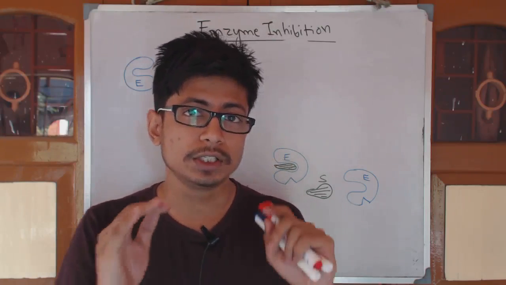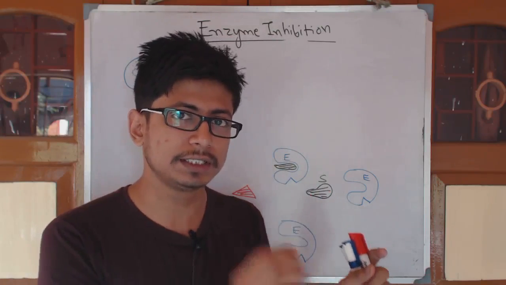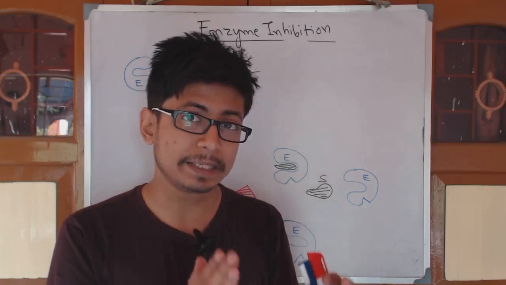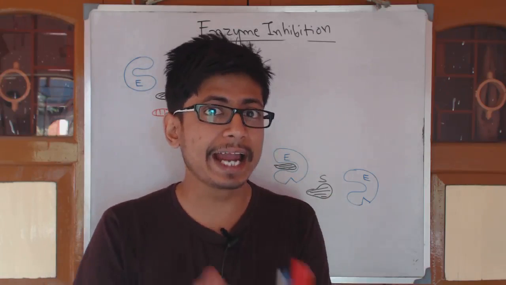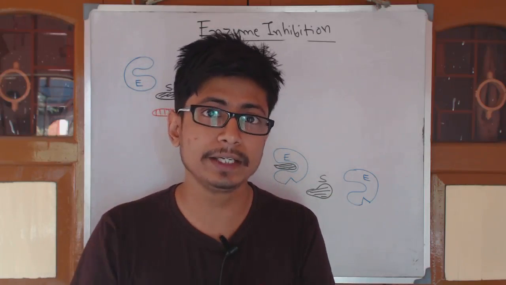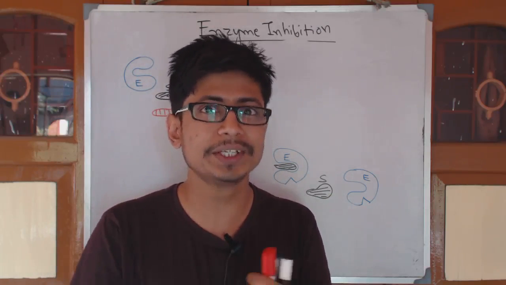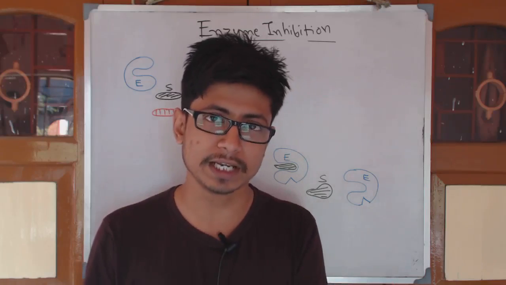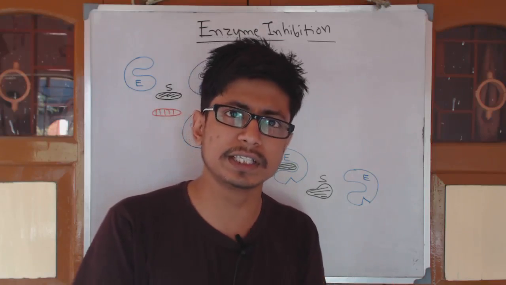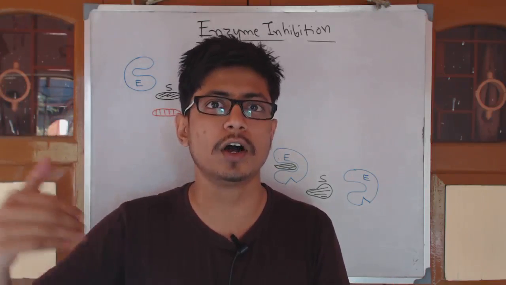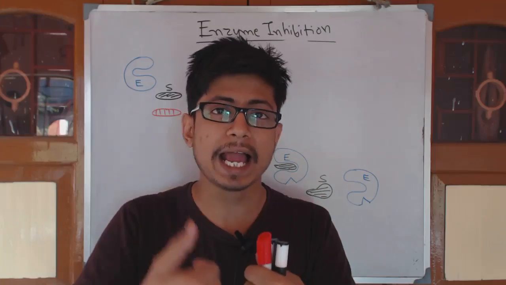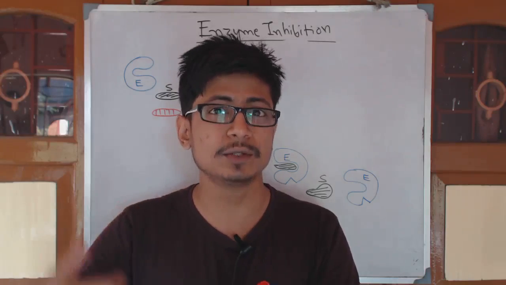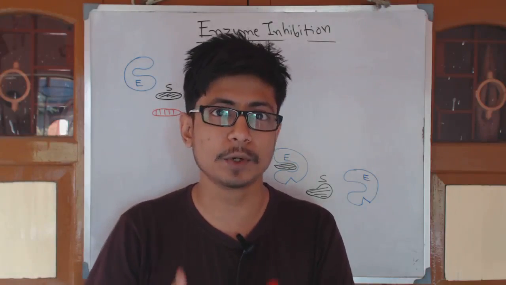Now, in competitive enzyme inhibition, the term says competitive. That means there is a competition between the concentration of substrate and the inhibitor upon binding to the enzyme. Okay, that's why it's known as competitive inhibition. Now, if the concentration of substrate is way more than the concentration of the inhibitor, then the substrate is going to bind to the enzyme and the enzyme is going to convert the substrate into the product, right? And the enzyme process will be complete.